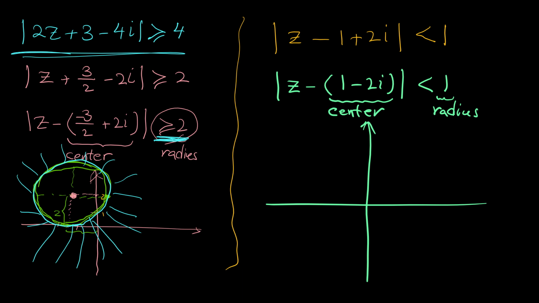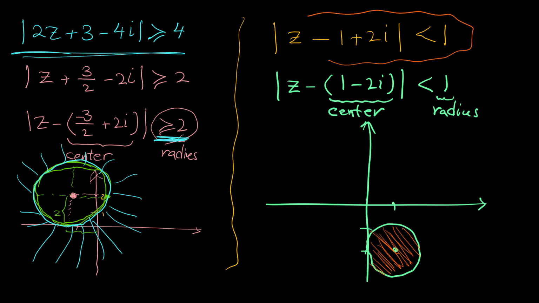1 minus 2i is here. Radius 1, so with radius 1 we have something like this. Because it is less than, the points inside this circle are the region that this equation shows. Attention, only the points inside this circle are the points that this equation shows, because we don't have an equal sign.